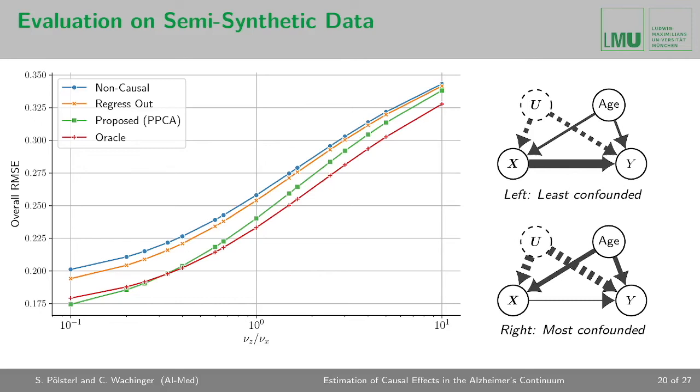Our approach based on estimating a substitute confounder via PPCA is marked in green. It is very close to the oracle for low levels of confounding, but the gap increases as confounding increases. Overall, our proposed approach consistently outperforms the regress-out approach across all confounding strengths, which shows that accounting for unobserved confounding is important.